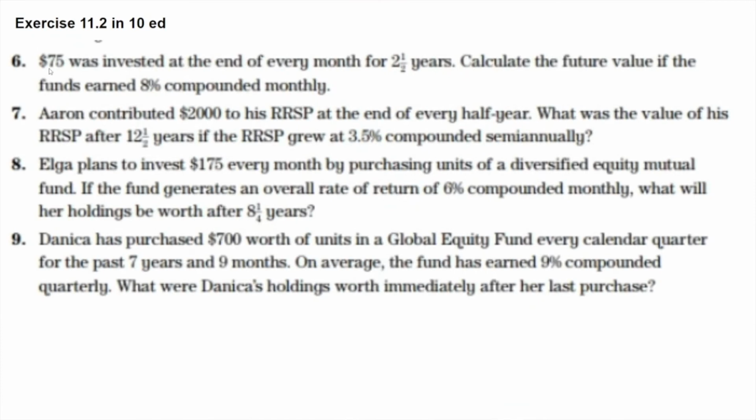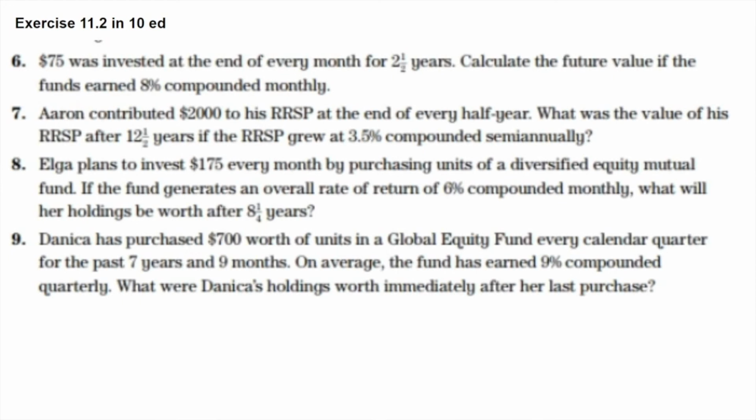So let's take a look at number 6. Okay, I hope you have a sheet of paper or something. I just want you to try this and write down the pertinent bits of information. The pertinent bits of information on this particular problem is that the amount of money invested is $75 at the end of every month. So the $75 is your payment, and it's at the end of every month.